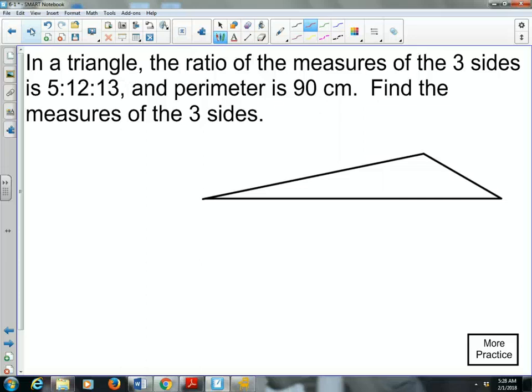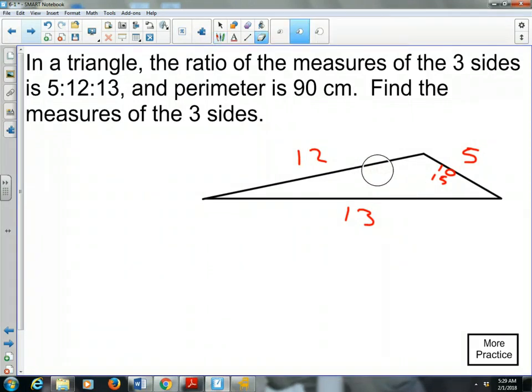If it was a 2 to 1 ratio, then one side is twice as big as another. Maybe one side is 12 units long, then the other one would be 24. This time it's 5 to 12 to 13. If this is 5, this is 12, and this is 13, that ratio would still be consistent if it was 10, 24, and 26. That's still a 5 to 12 to 13 ratio. It would still be the same if this was 15 and this was 36 and this was 39. That would still reduce to a 5 to 12 to 13 ratio.